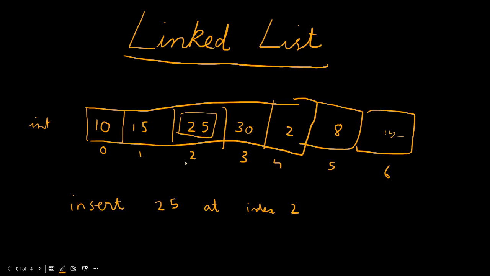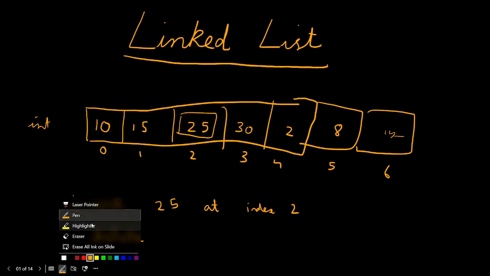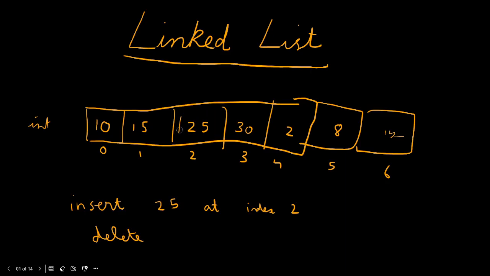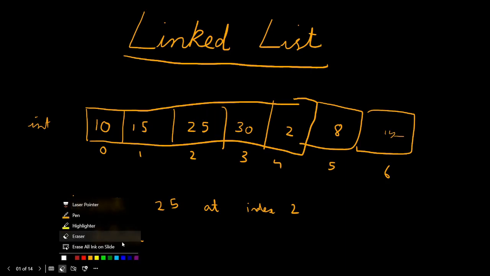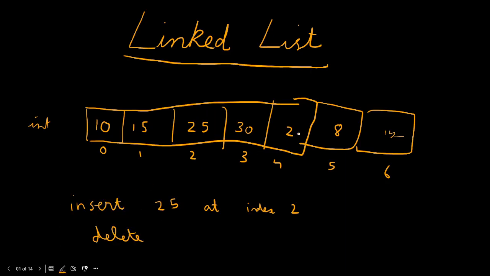Now, deletion is also similar, but just the opposite way. So assume my task is to delete, okay, let's delete 30. If I want to delete the number 30, what I need to do is I can just overwrite 30 with 2. Every number which is present after 30. Okay, first I need to search for 30. So I'm going to start looking at index 0. Is this 30? No. Is this 30? No. I'll end up at index 3.